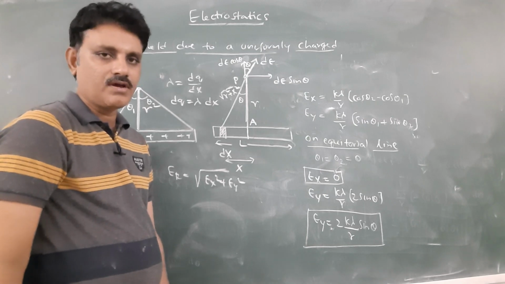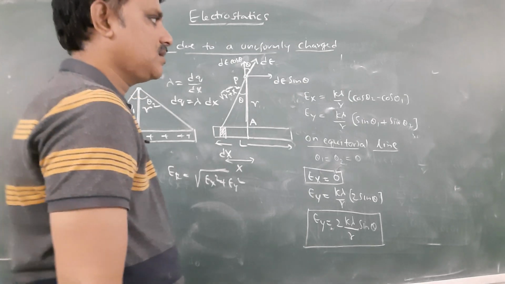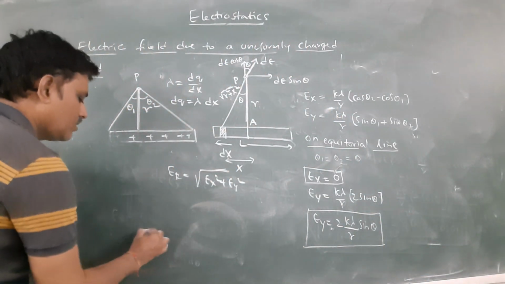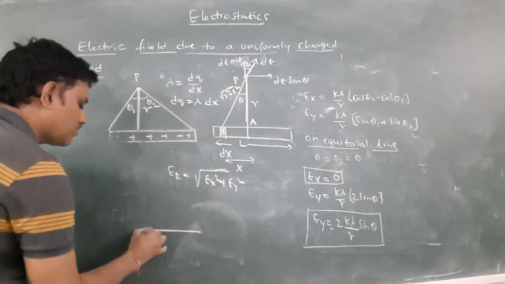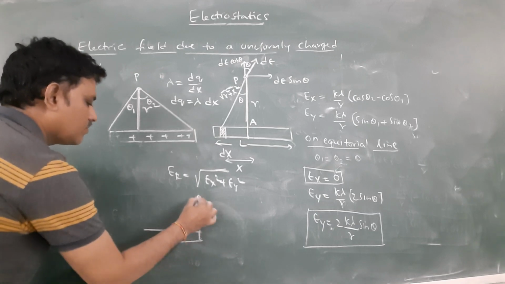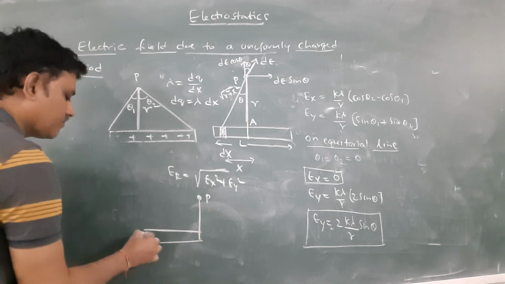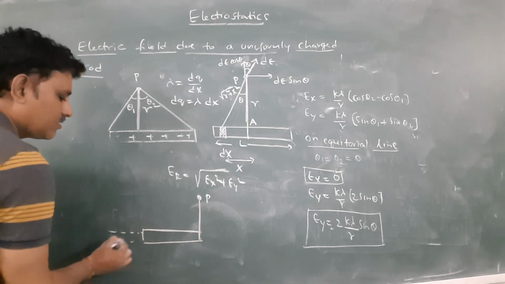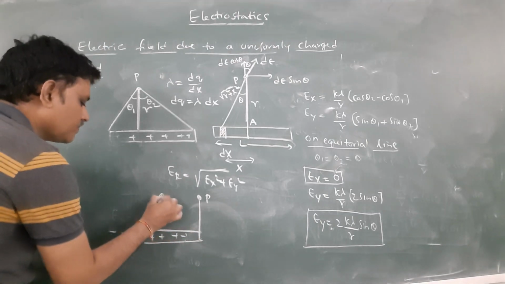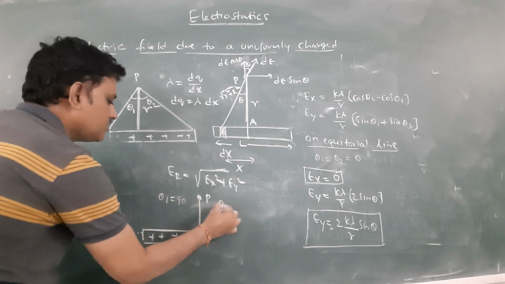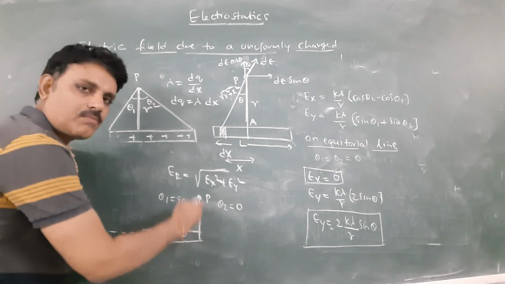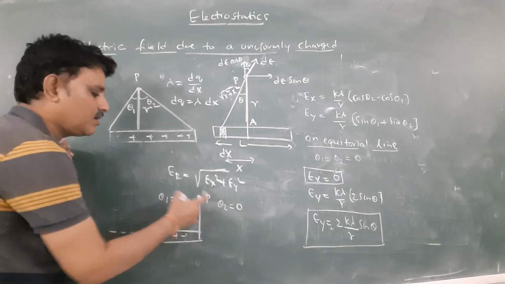For example, a semi-infinite wire. Semi-infinite wire means, suppose you take this semi-infinite rod, and you want to calculate the electric field at point P here, and the length of the rod is infinite. In this case, theta 1 is 90 degrees, but theta 2 is 0 degrees, because the point lies at one end above the edge. So theta 1 is 90 and theta 2 is 0.